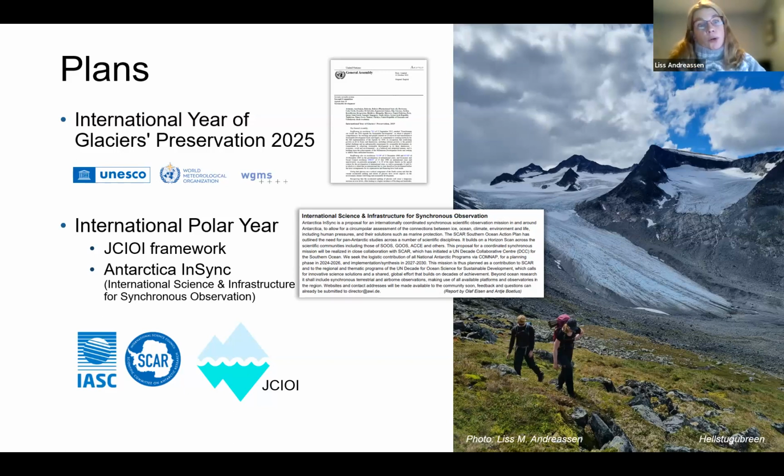Then we have the International Polar Year, and our Joint Commission on Ice-Ocean Interaction are involved in this, and this is an initiative also involving IACS and SCAR. And as announced in our previous August newsletter, there is this initiative of Antarctica in Sync, the International Science and Infrastructure for Synchronous Observation. And you can contact the director Ante Botjeus if you are interested in Antarctica in Sync, or Olaf Eisen.